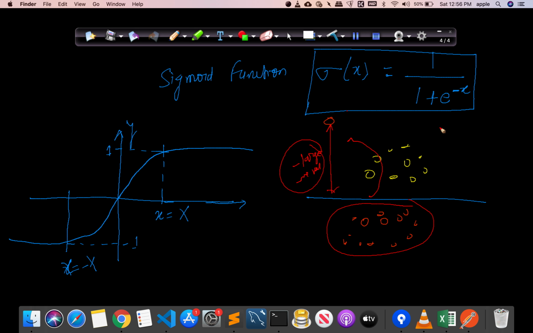And what was our equation? It was the summation of i equals to 1 to n of yi multiplied by w transpose xi. So we want to have a maximum value of this. Now this large negative value will reduce this value. So in order to compensate, our algorithm will shift our plane or hyperplane from this point to this point.